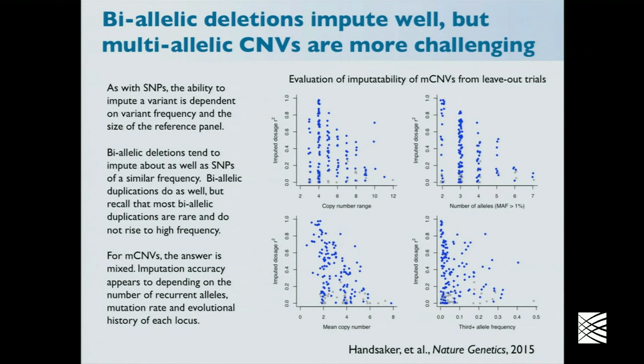And these plots on the right are kind of showing that this seems to be associated with things like how multi-allelic they are. So maybe how many recurrent alleles there are, what the mutation rate might be at that genomic locus. So for example, if a biallelic duplication is mostly still biallelic, maybe there's a couple extra alleles, maybe it still imputes fairly well because it's still kind of a biallelic locus. That's kind of the idea. So sort of a mixed bag on imputing multi-allelic CNVs.